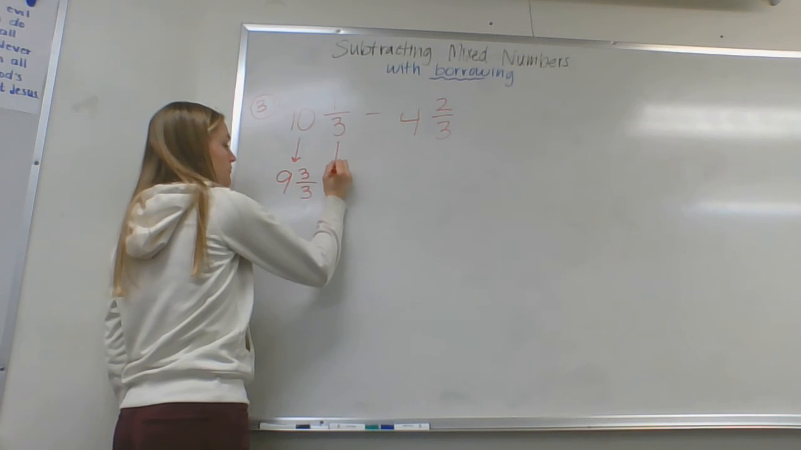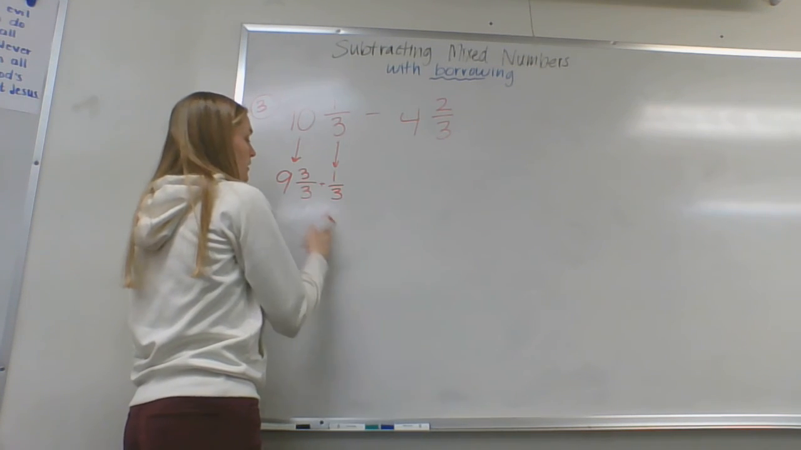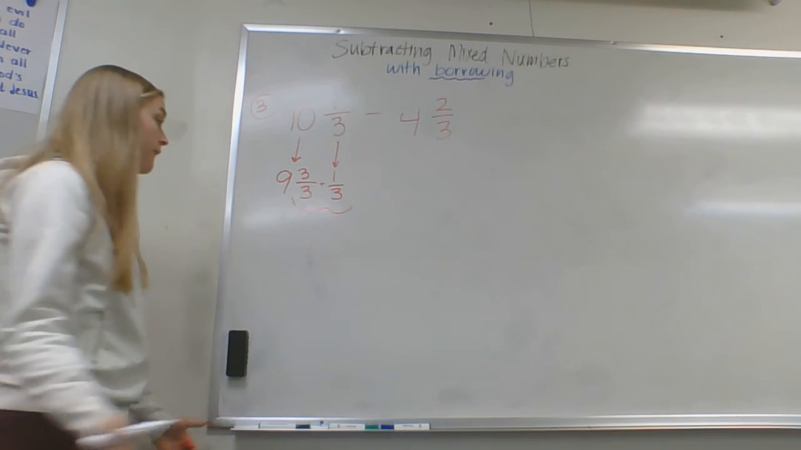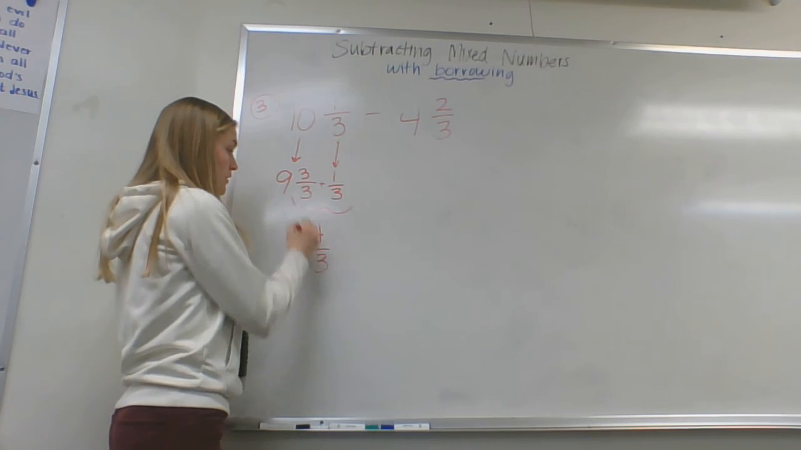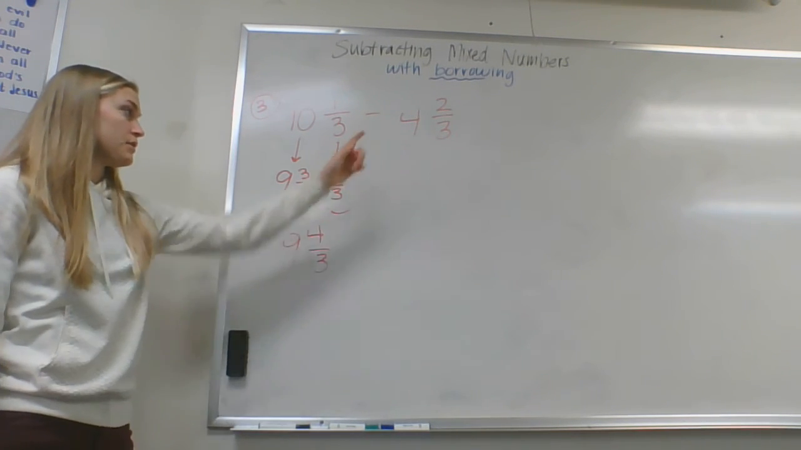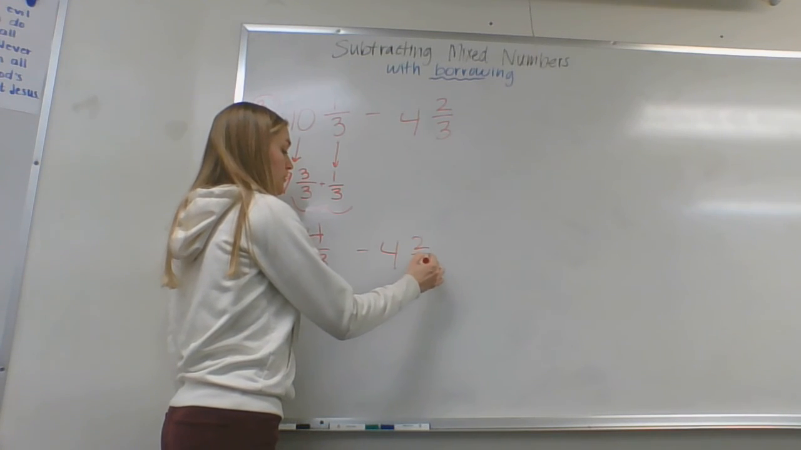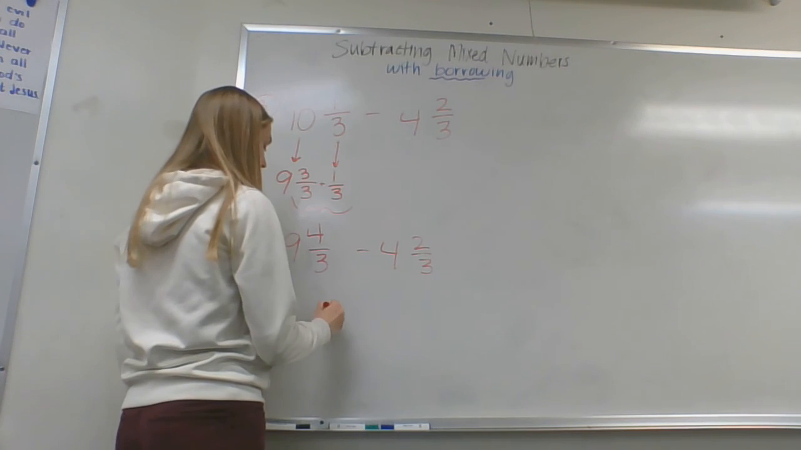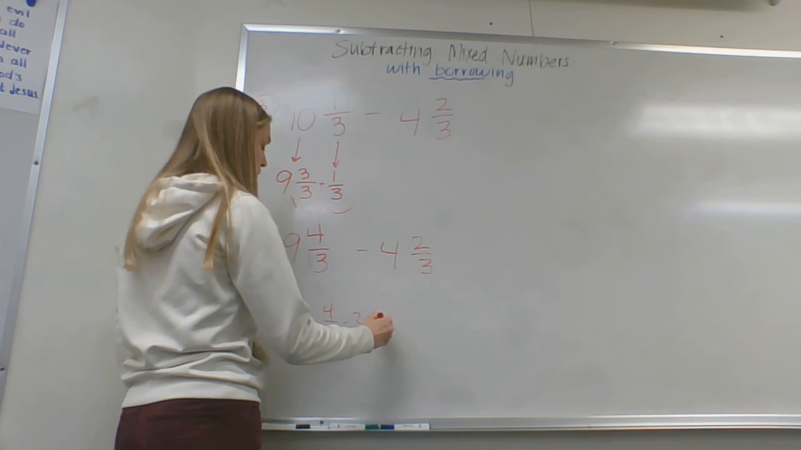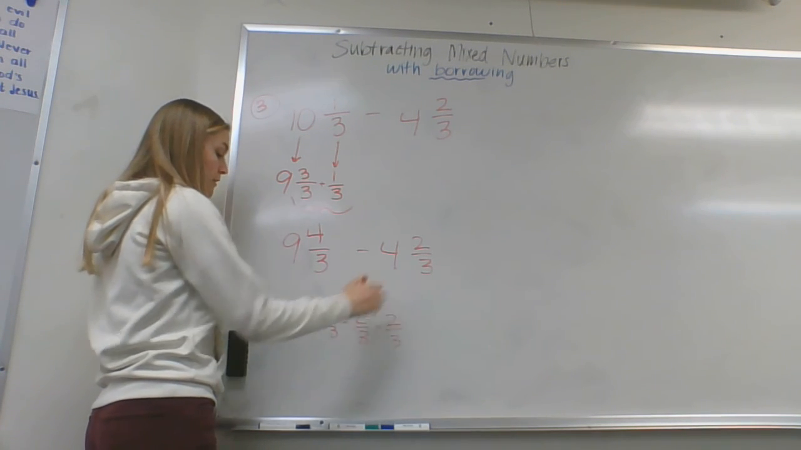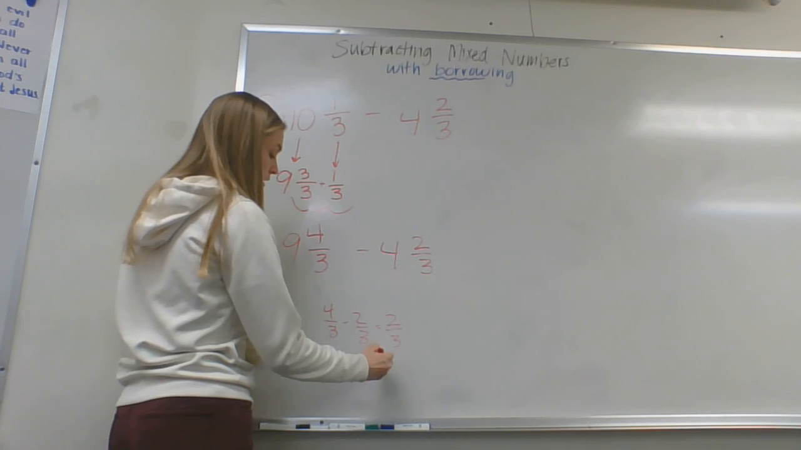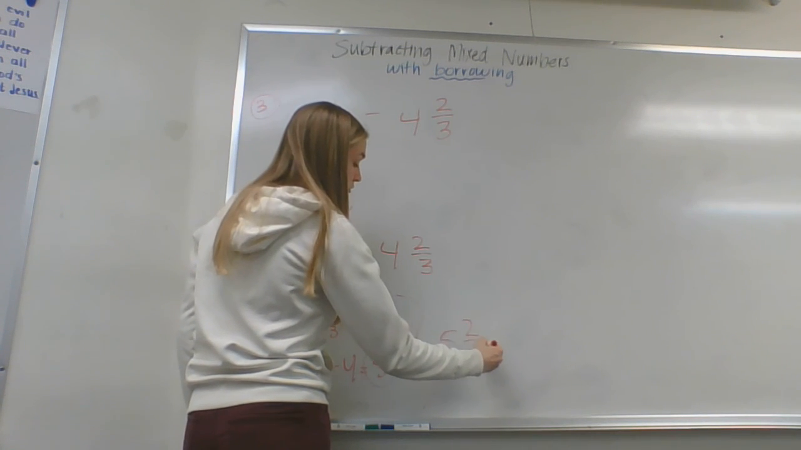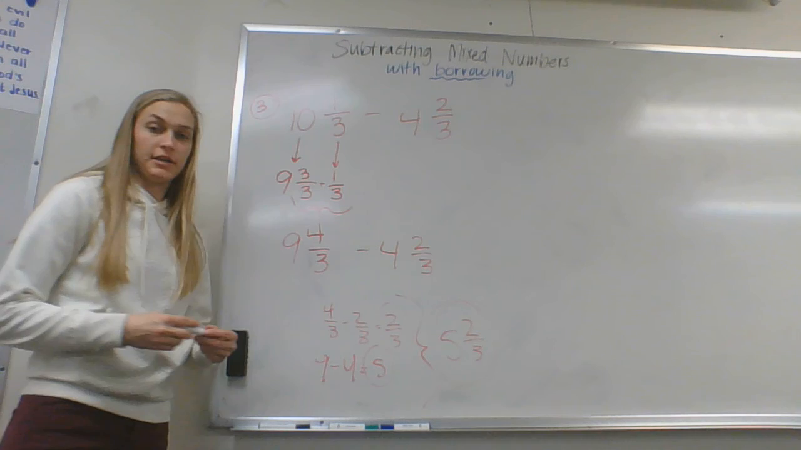And then we still have our 1/3. Now we're going to put our thirds together. 3/3 plus 1/3 is 4/3. And our 9 still. And we're still taking away 4 and 2/3. Alright, now it's easy. Subtract the fractions. 4/3 minus 2/3 equals 2/3. And then we have 9 minus 4 equals 5. We're going to put those together. You get 5 and 2/3 as our answer.